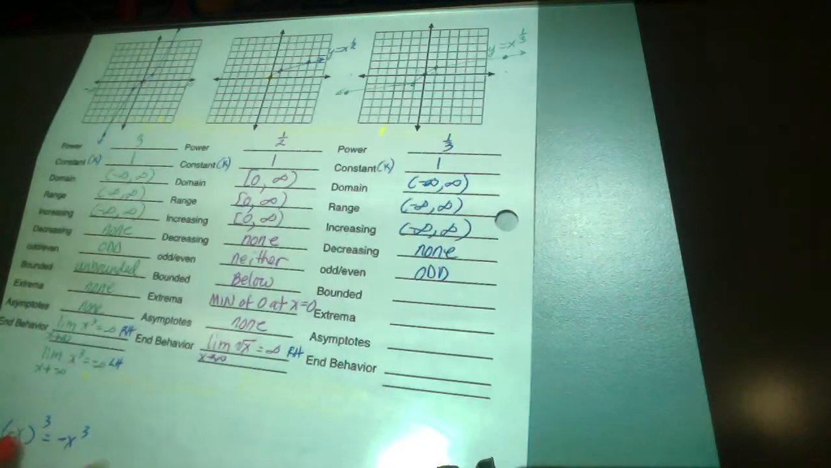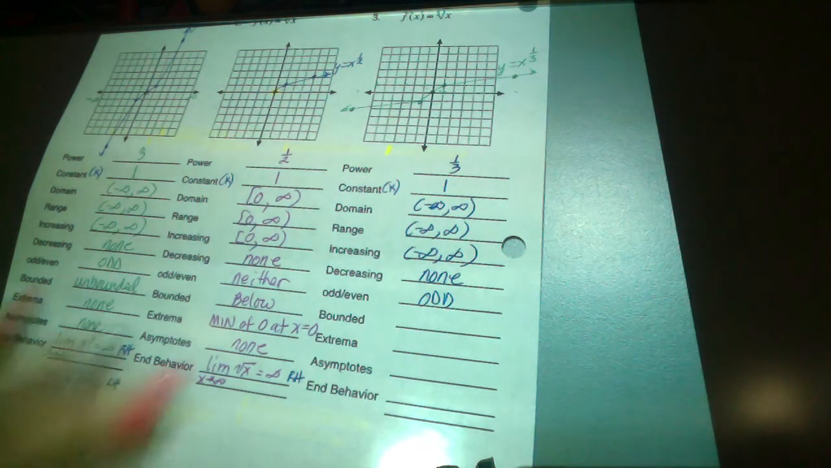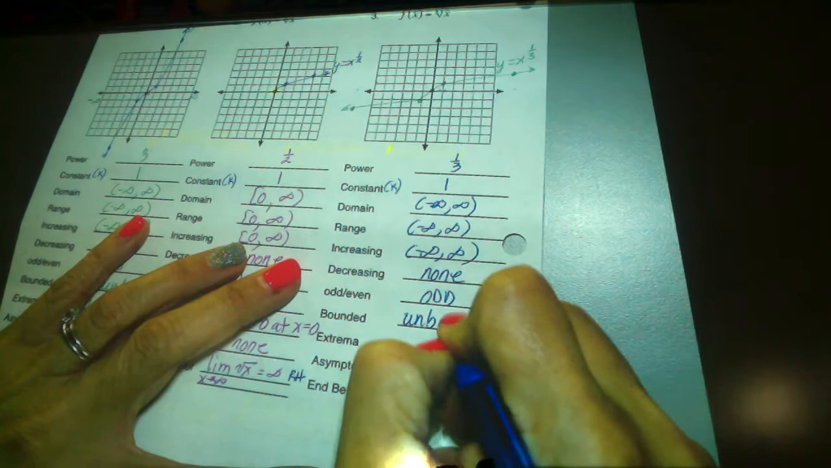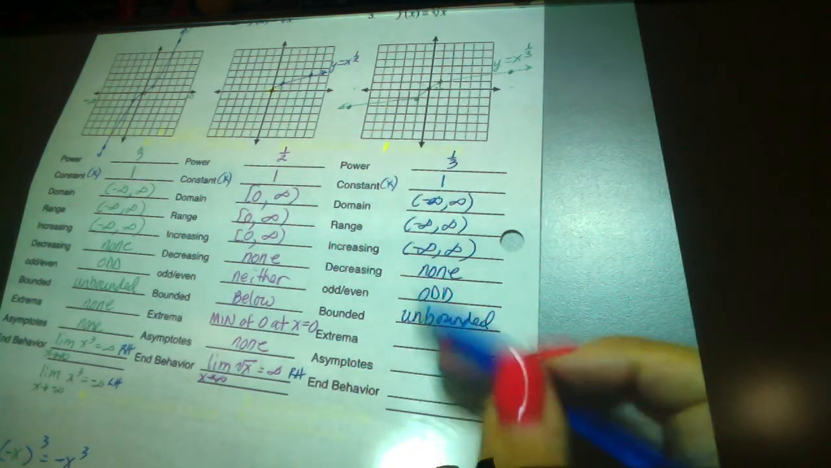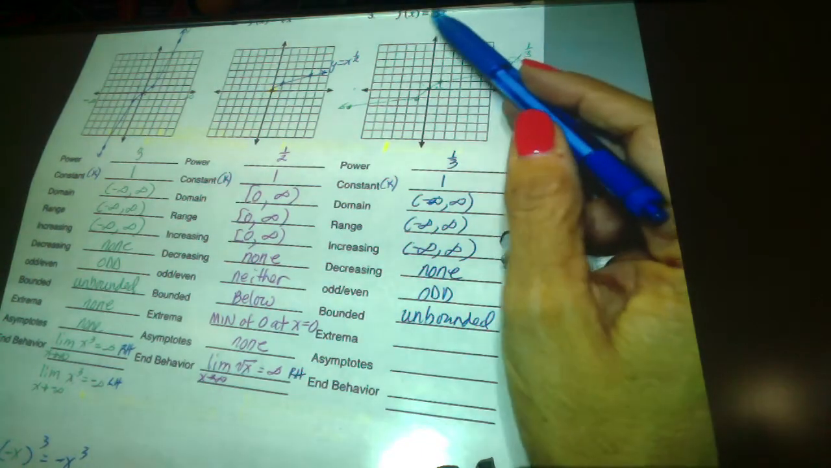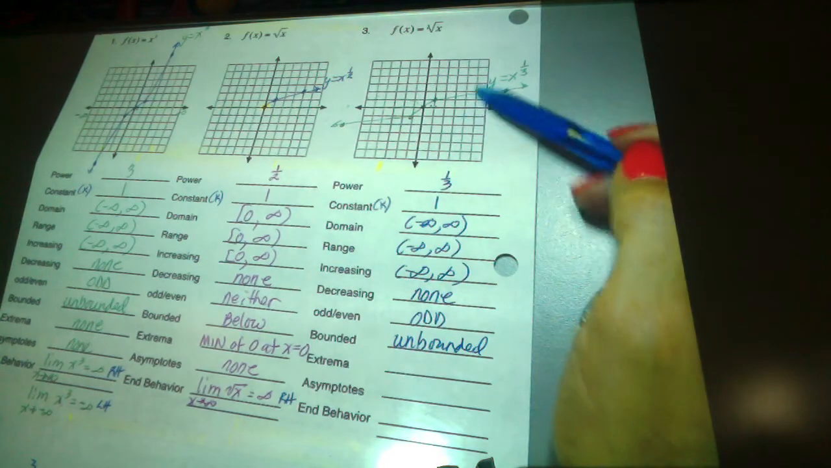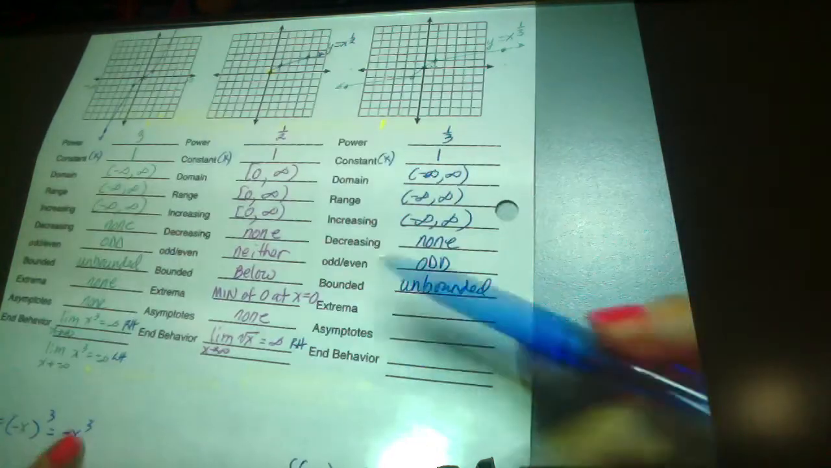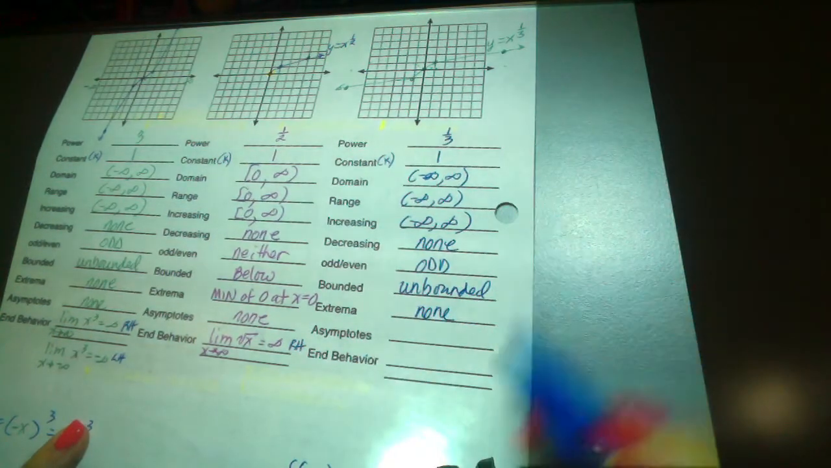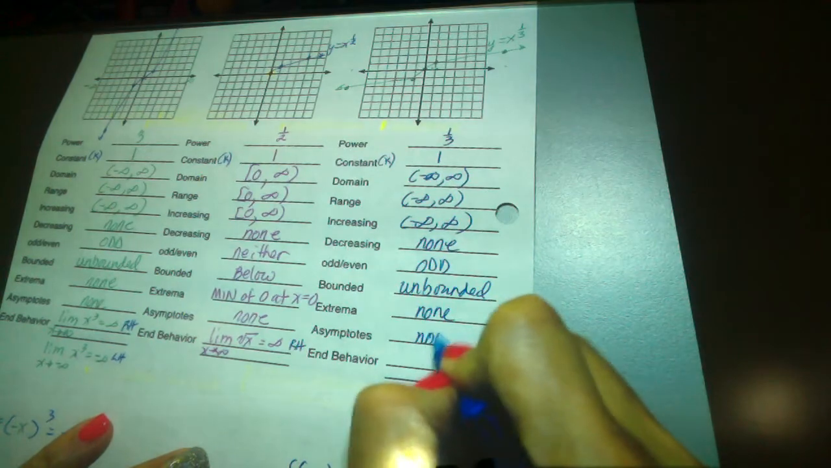So it is odd. Is there a bottom to the graph? A top? Nope. Is it bounded? No. So it is unbounded. Is there any extrema? No. It is possible with this cube root, if there's a vertical stretch or shrink, that you could end up with a nice little S-curve in there where you could have some relative max or min, so do watch that. So there is none on this one, though. Asymptote. So are there any fractions to this problem? There's not going to be an asymptote, so none.